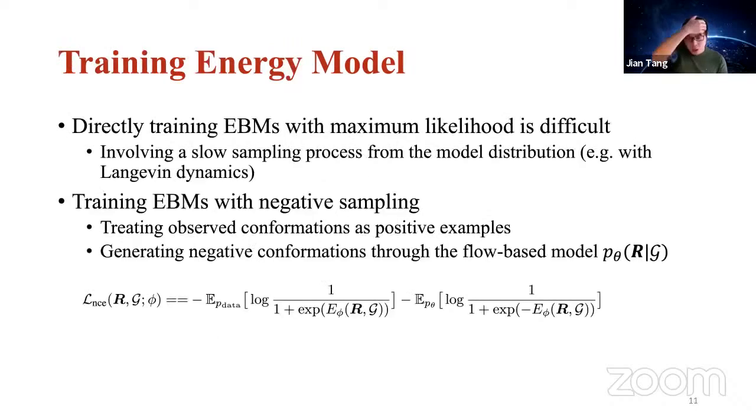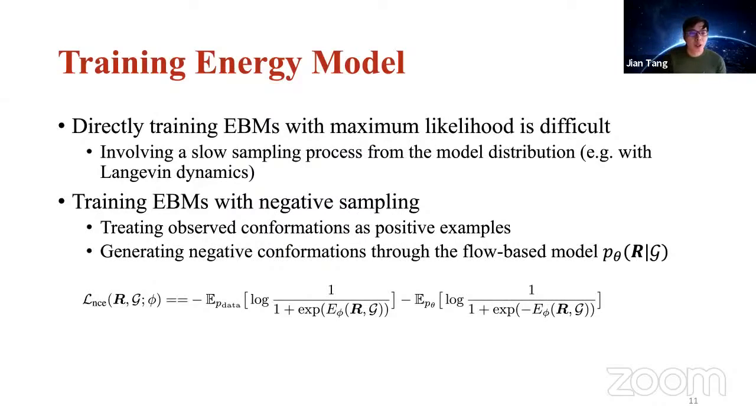So in practice, it's very difficult to train energy-based models because we have some normalization terms. We can use a maximum likelihood method to train energy-based models, but in order to do that, this usually involves a sampling process from the model, which involves MCMC or Langevin dynamics. So this is very slow.